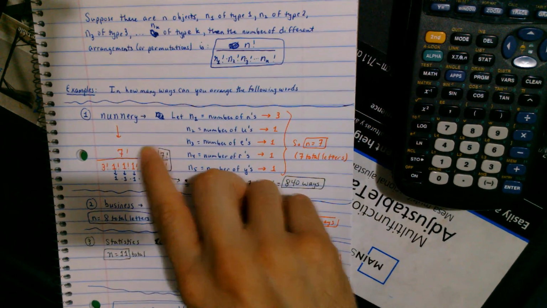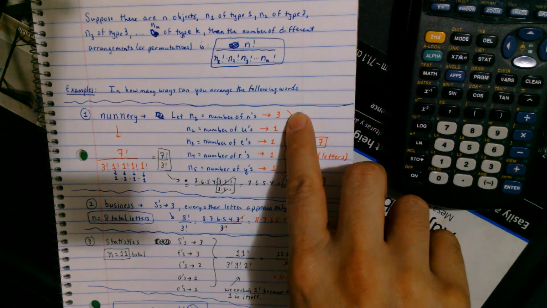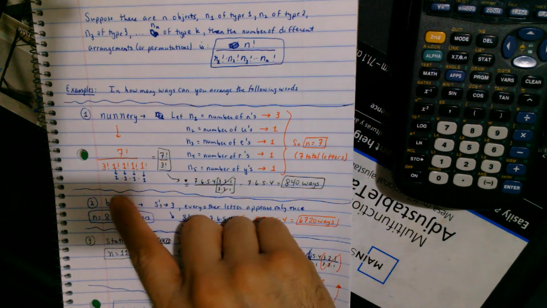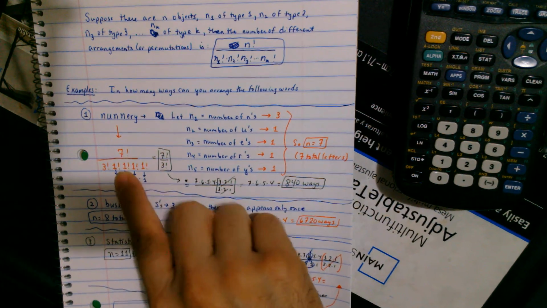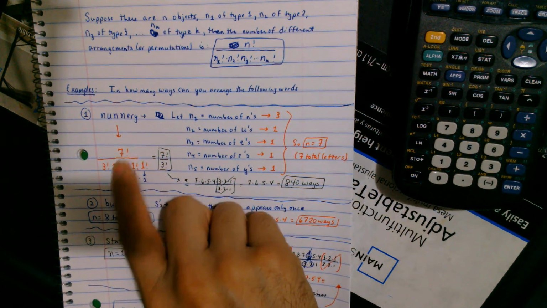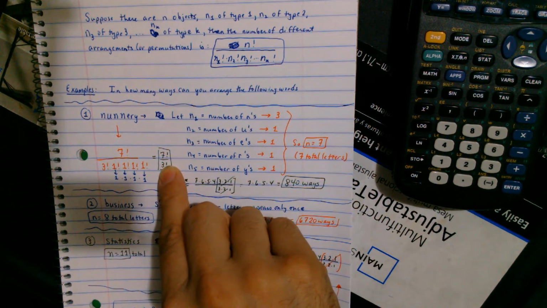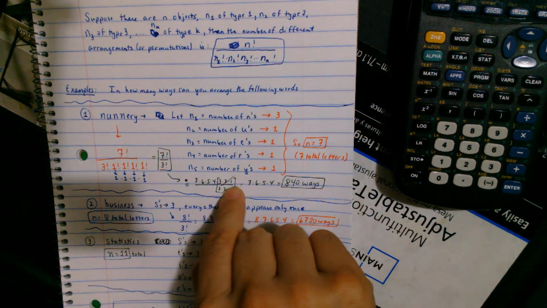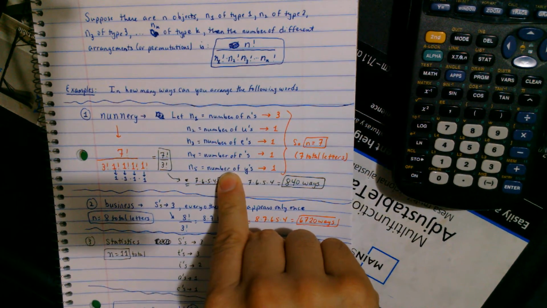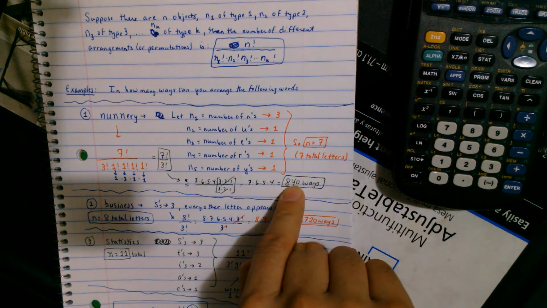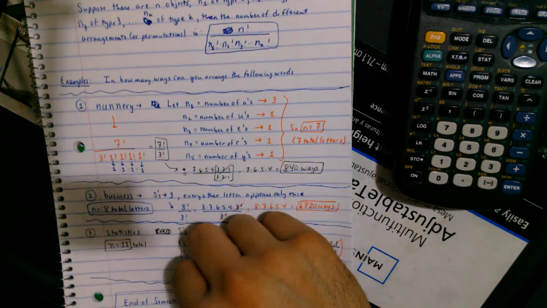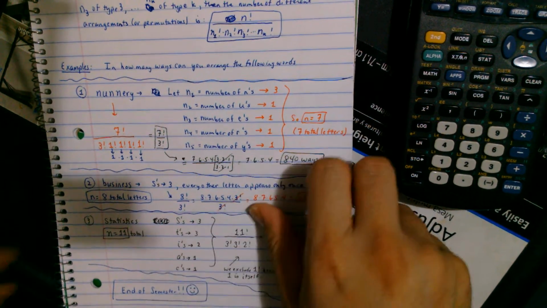So 7 factorial divided by 3 factorial times 1 factorial times 1 factorial times 1 factorial times 1 factorial. But all of these 1 factorials are just 1s, so it's really just 7 factorial over the number of repeats, 3 factorial. So 7 times 6 times 5 times 4. There's 840 ways you can rearrange the word nunnery. Kind of cool. Kind of different, I guess.